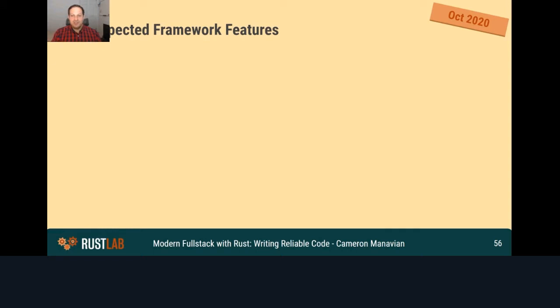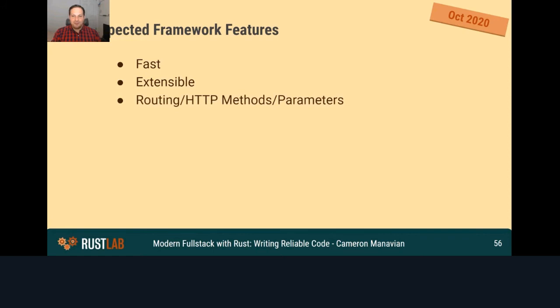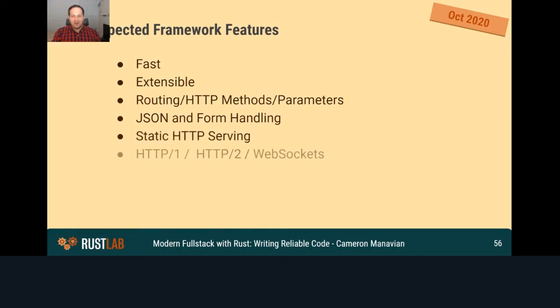Whether one chooses a lightweight or opinionated framework, the expected features are usually about the same. We want it to be fast. We want it to be extensible. We expect intuitive routing and parameter extraction. We expect form data handling and JSON friendliness. We expect static file support and correct support for HTTP and possibly WebSockets. We expect access logging, and we expect some sort of database connectivity that's also injection safe.